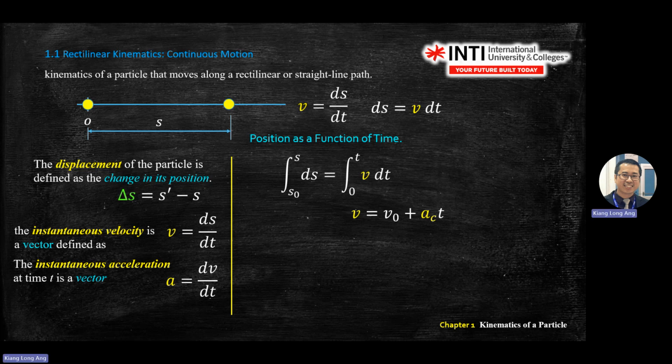For example, just now we derived v equals v0 plus a_c t. In the previous slides, 5 minutes ago, we derived this one. What you do, you substitute this one, put inside here. You are seeing it in terms of acceleration, because we assume acceleration is constant.